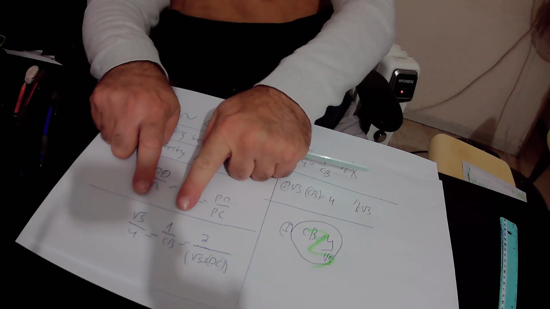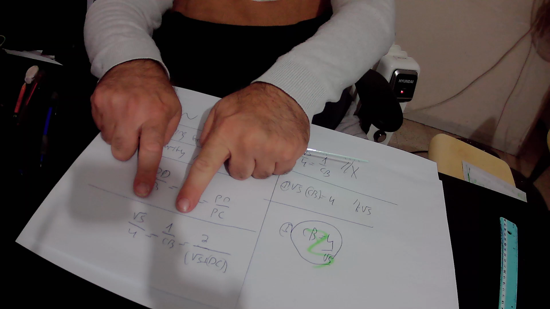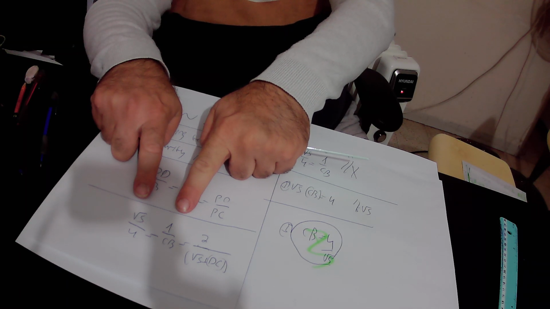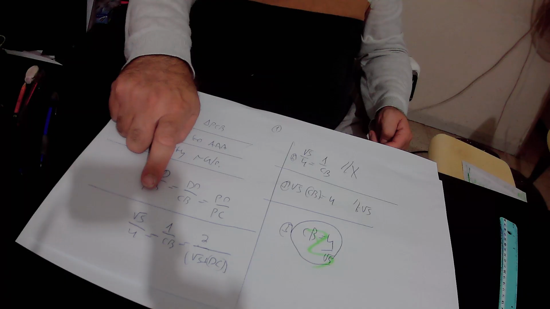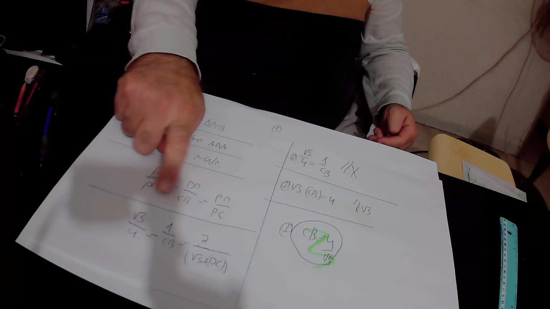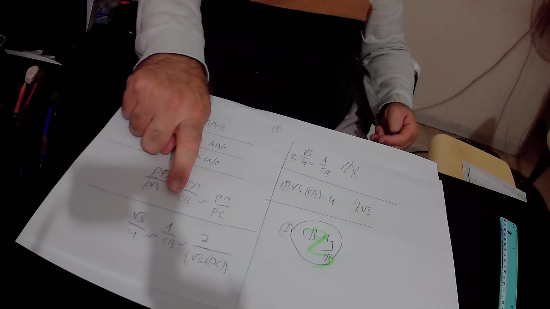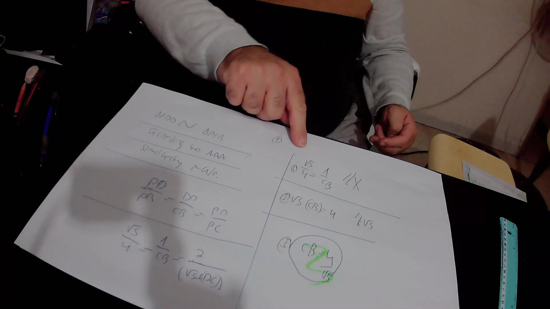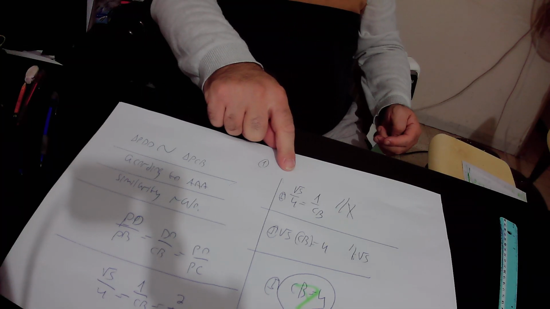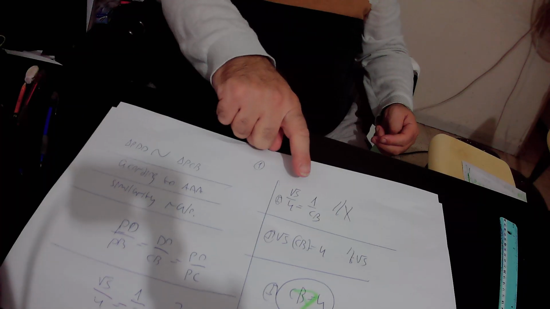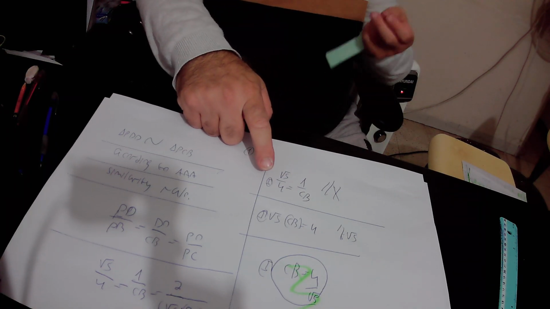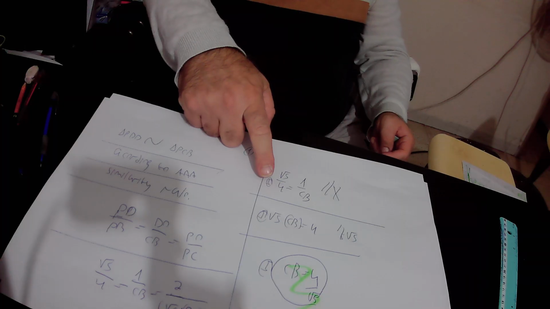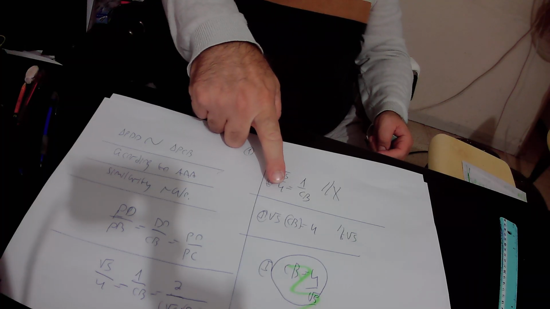Those two sides of the equation are equal to each other, so we can write the first equation for those two sides. According to the first equation, the square root of 5 over 4 equals 1 over CB. Here we cross multiply, and we find that 4 times 1 is 4, which equals the square root of 5 times CB. So according to equation 1, the square root of 5 times CB equals 4.